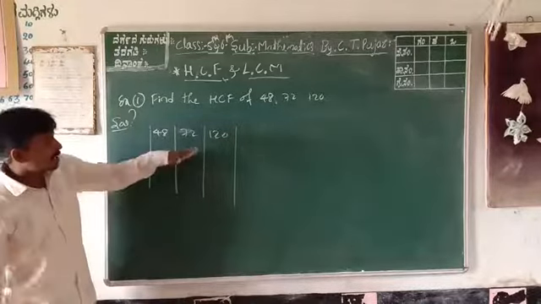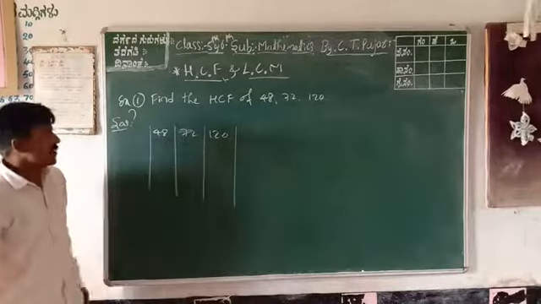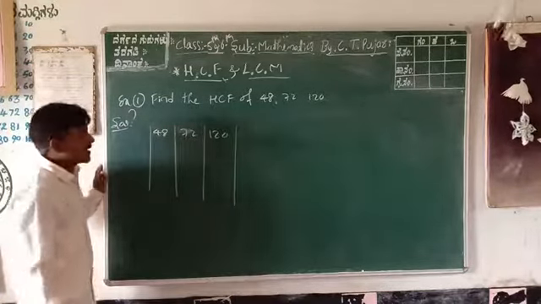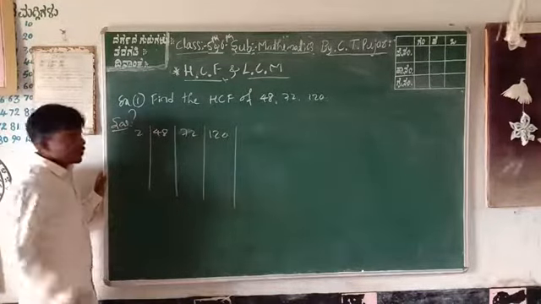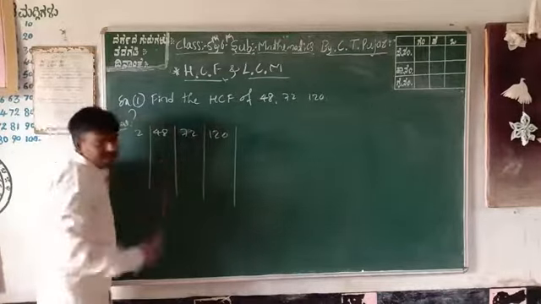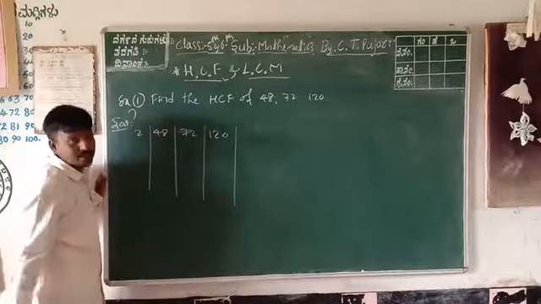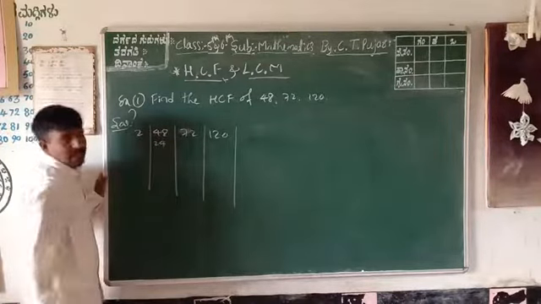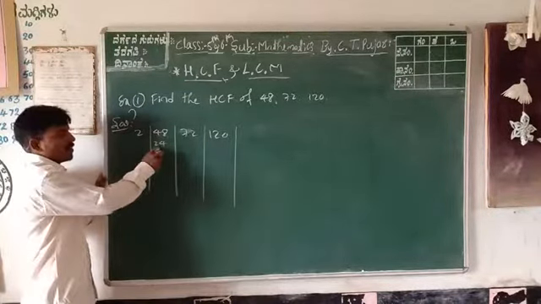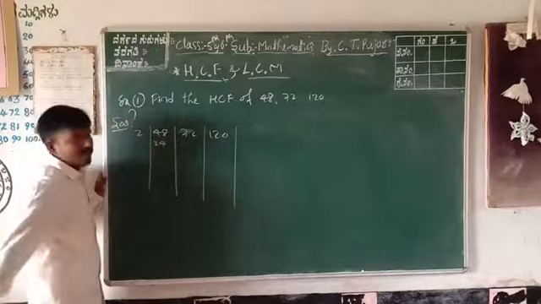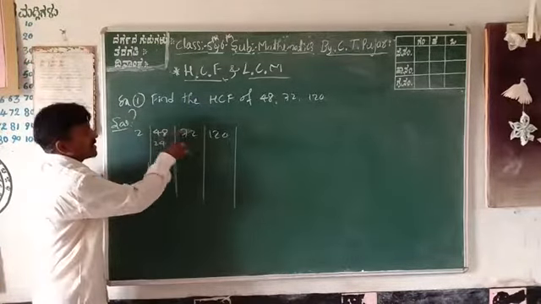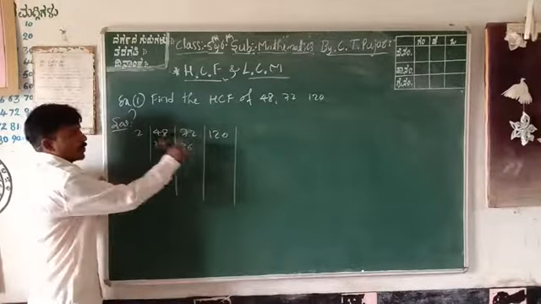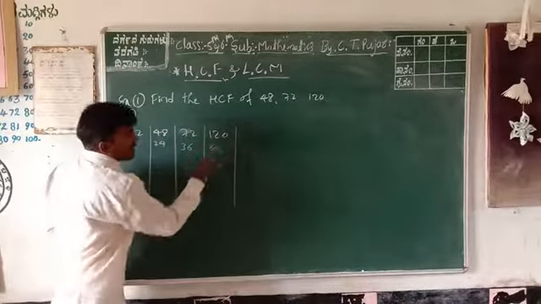This is the shortcut method. Take the smallest number, 2. 2 divides all three numbers. So 2 2s are 4, 2 4s are 8, 2 3s are 6, 2 6s are 12, and 2 6s are 12. Remaining 10.